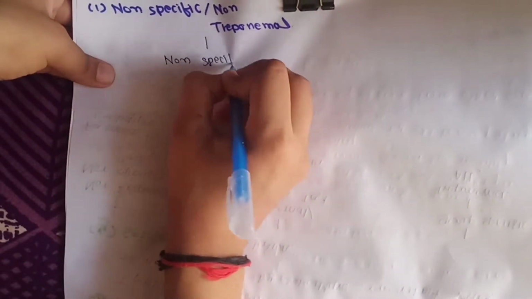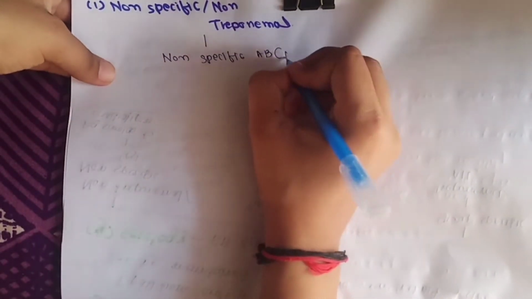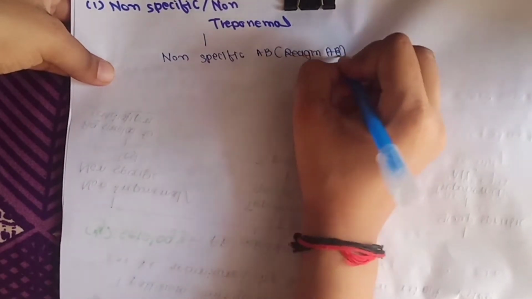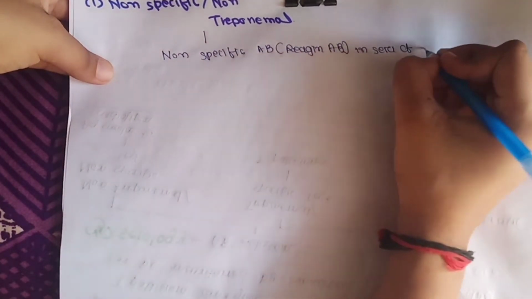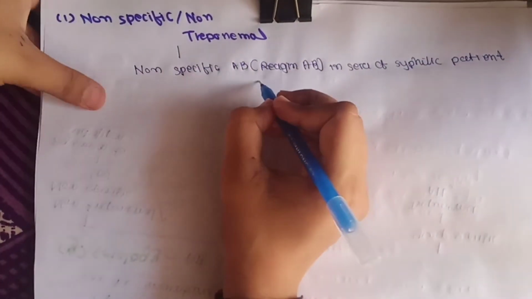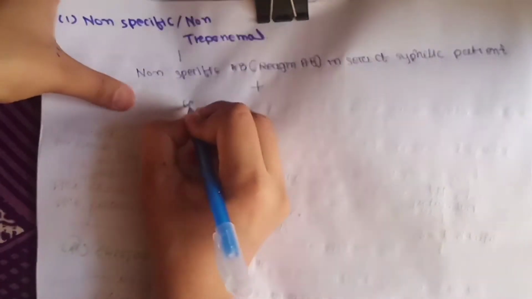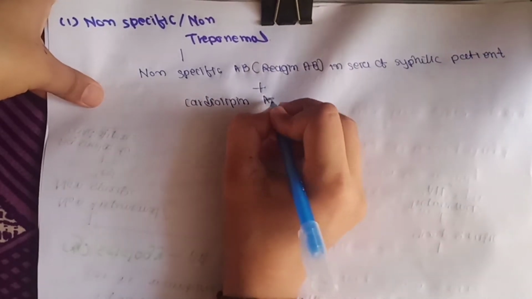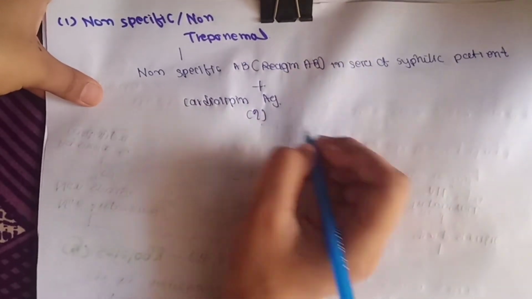In this test, we will detect the non-specific antibody called reagin antibody in the sera of syphilitic patients. How will we detect it? We will detect it by using the cardiolipin antigen. Why cardiolipin antigen?